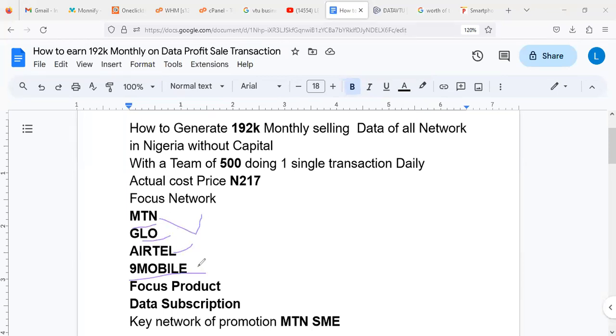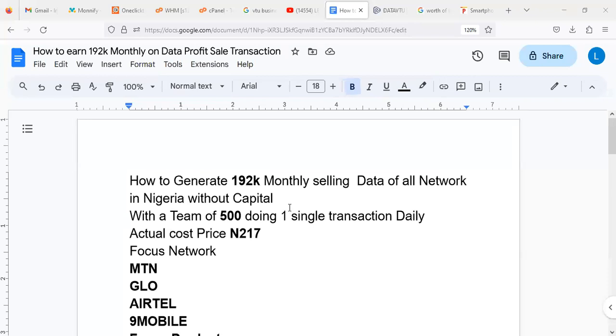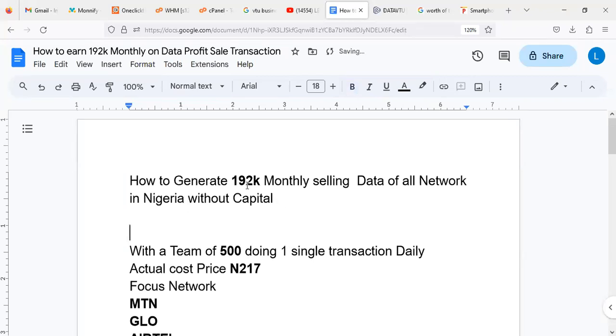So please use a pen and a biro, remove anything that can be a distraction, and pay attention closely. Remember, the title of the training is just how to generate 192K monthly selling data of all networks in Nigeria without capital. Now, mark this word: without capital.